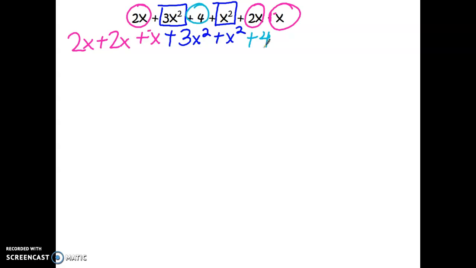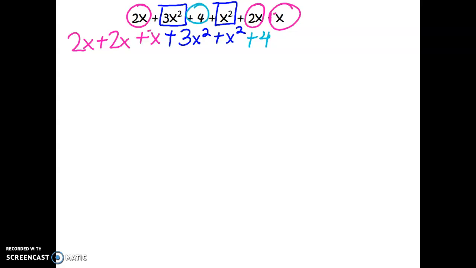Now, one thing you have to remember when we are working with combining like terms: terms are only like if they have both the same variable and the same exponent. So even though these and these have the same variable, this one has an exponent of 2 and these do not. So we cannot pair those up together.